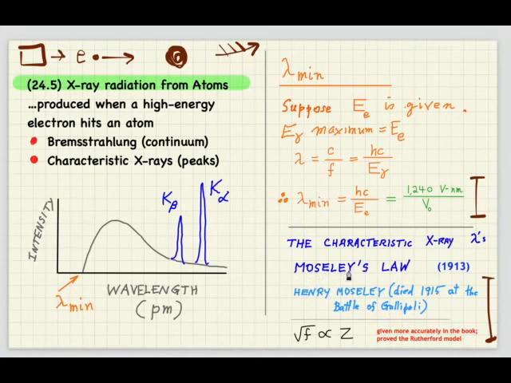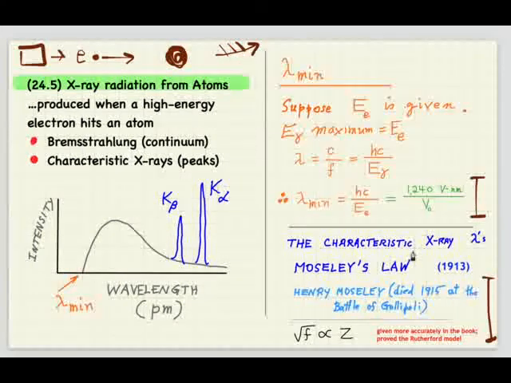People said that he would have gotten the Nobel Prize if he hadn't been killed in the First World War. Because really these experiments proved the Rutherford model. These experiments, along with the Bohr model, proved that Rutherford's model for the atom, a nucleus surrounded by electrons in different orbitals, is a correct description of the atom.